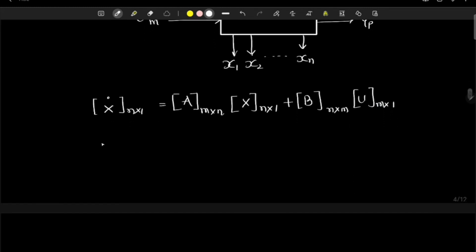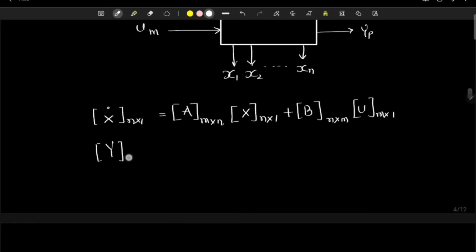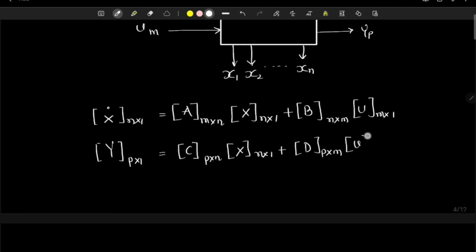And you will also get the output y, which was p, right? So this will be y, p into 1, is equal to C, p into n, x, n into 1, plus matrix D, p into m, and this will be u, that is m into 1.